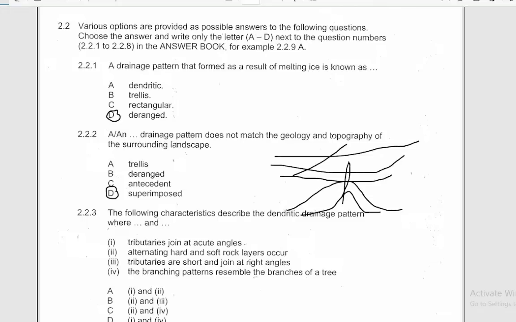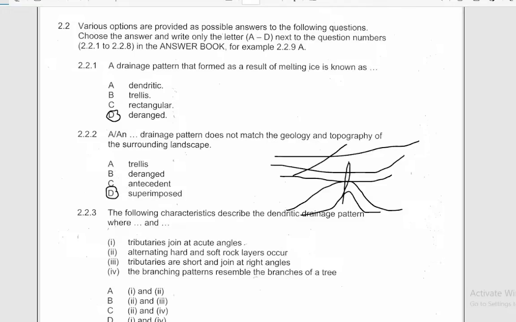But because of continued cycles of erosion, the level of the river's flow kept on declining until it got into contact with that particular landscape. And the river is now managing to erode through that landscape. So we are saying it does not match the geology of the topography, because the river was not there before, the river was there after the landscape was existing.